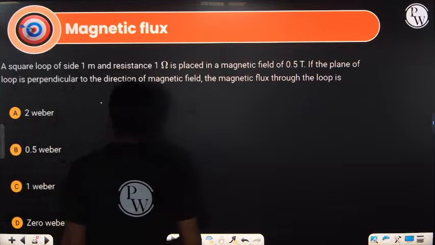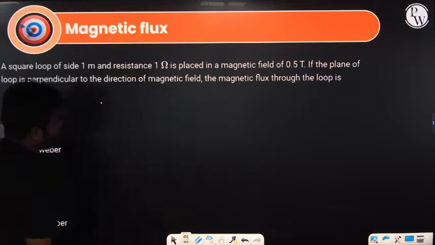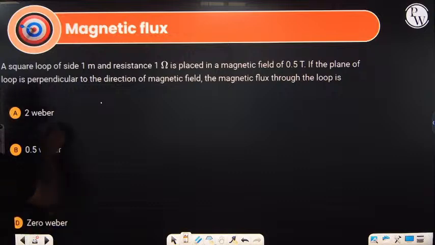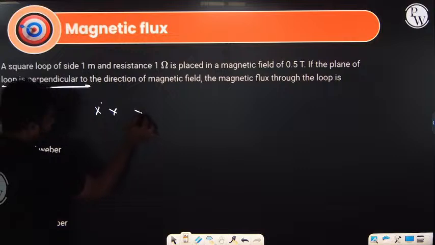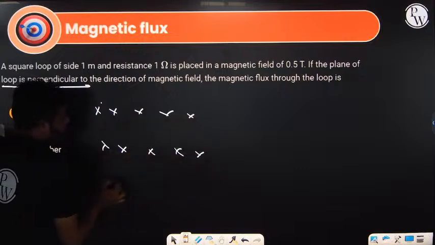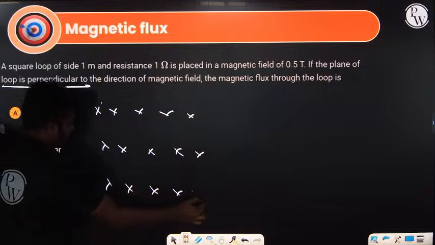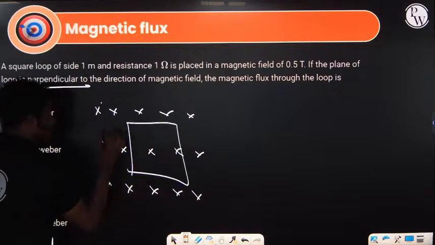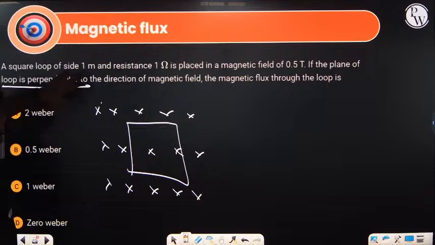A square loop of side 1 meter and resistance 1 ohm is placed in a magnetic field of 0.5 Tesla. The plane of the loop is perpendicular to the direction of the magnetic field. So let's say the magnetic field is going into the plane of this board. The magnetic flux through the loop should be given by... they have given the square loop, the resistance, the side length, and the magnetic field value is also given. What is it asking? The magnetic flux of the loop.